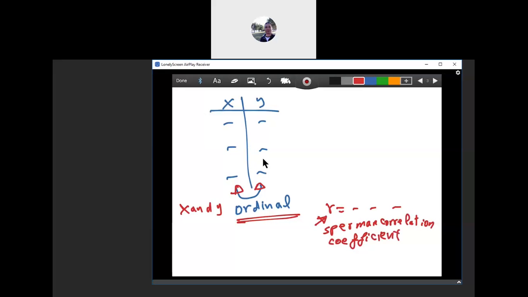Okay. Also, you can use a t-test to test this one. Also use a t-test to check. Also, the null hypothesis is rho, the correlation coefficient for the population, equal to 0, and the alternative is rho not equal to 0. Okay.